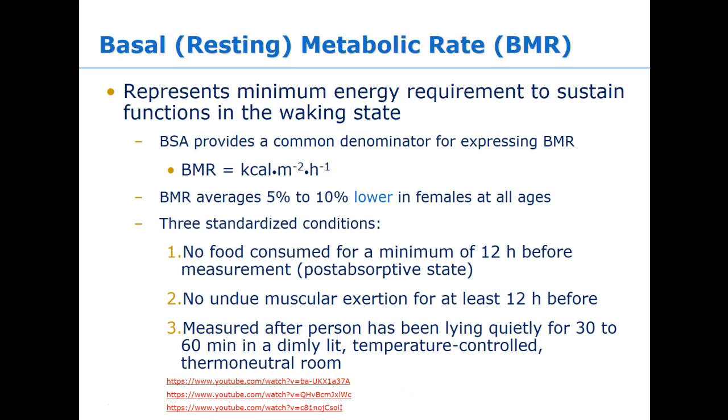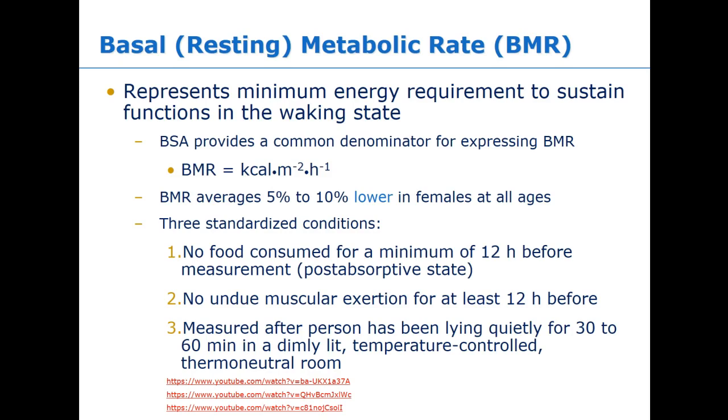So it talks specifically about resting metabolic rate. It's a common denominator for expressing basal metabolic rate. Body surface area is a common denominator. Typically, basal metabolic rate is lower in females at all ages, and there are three standardized conditions.